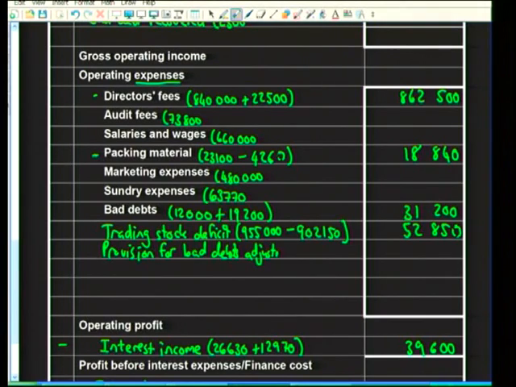And just to show the calculation of how we got it, remember it was 18,840 minus 18,000. That's our new provision minus our existing provision. The answer comes to 840 Rand.